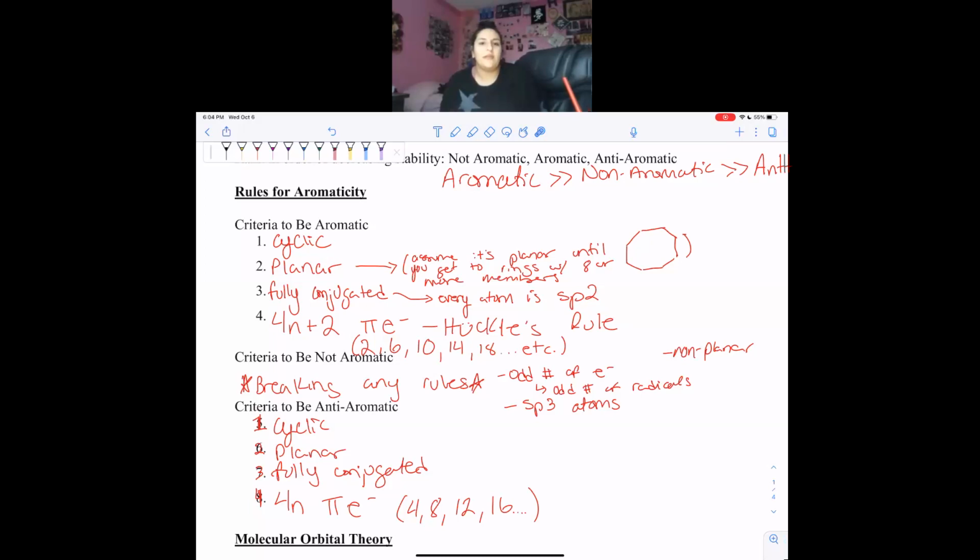And then we have fully conjugated. So in order to be considered fully conjugated, every atom has to be sp2. So we cannot have any sp3 in there. And then last but not least, we have Huckel's rule, which is 4n plus 2 pi electrons.